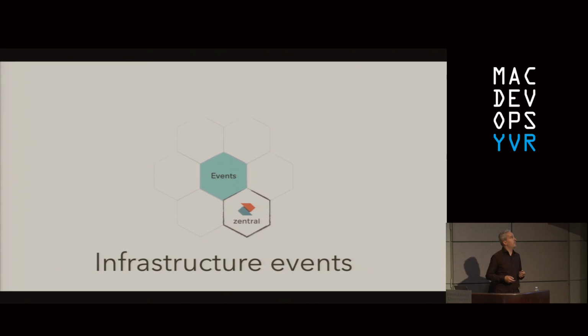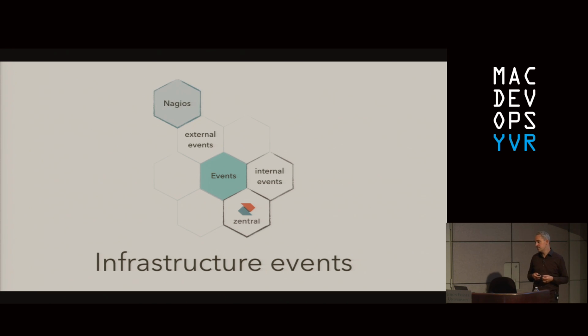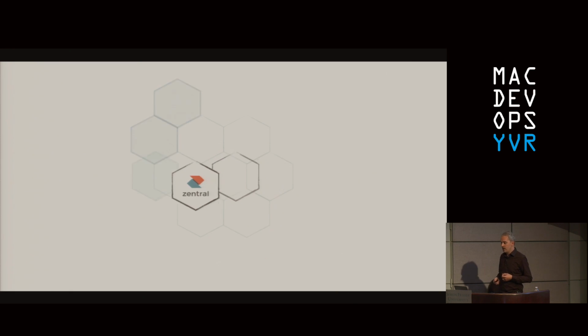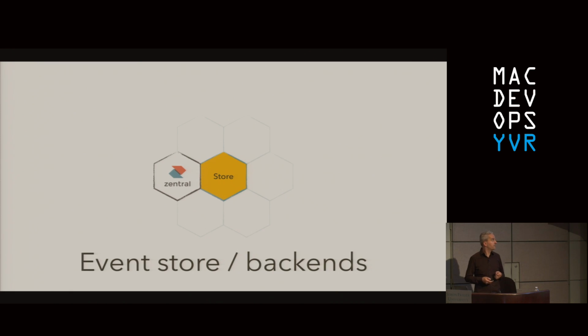On the infrastructure events, of course, we generate our own events. When you log into Zentral, if you log out, certain things that we do. So these are our internal events, but we also have external events, and we can receive them from Nagios. And I learned that a few people are experimenting on other stuff that works similar to Nagios. Let's see what comes.